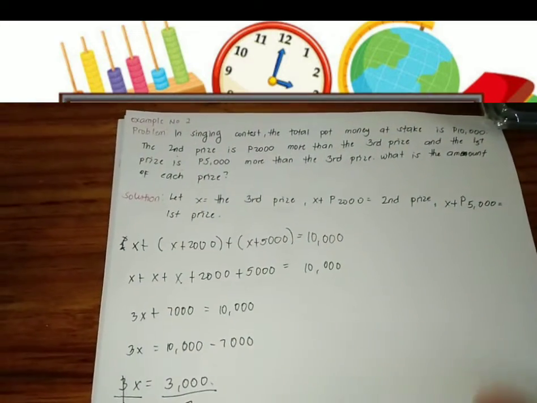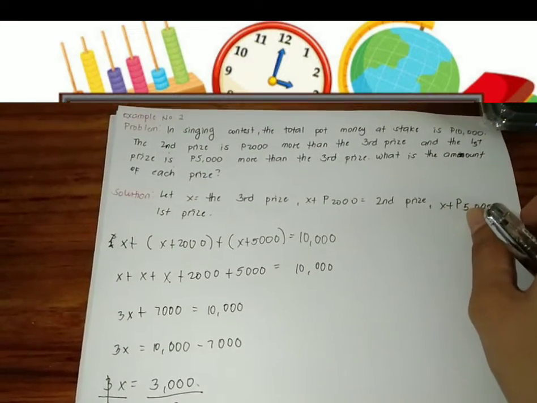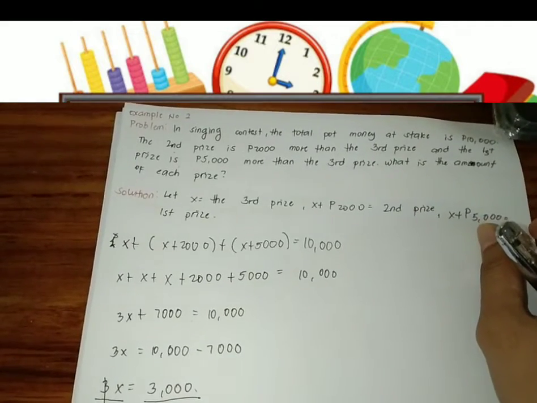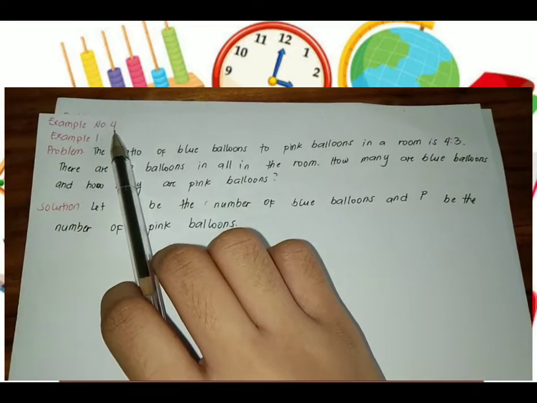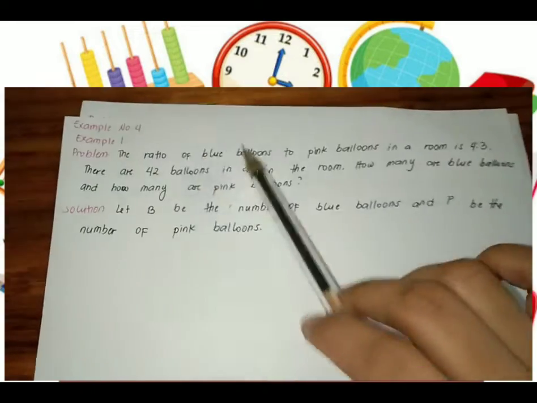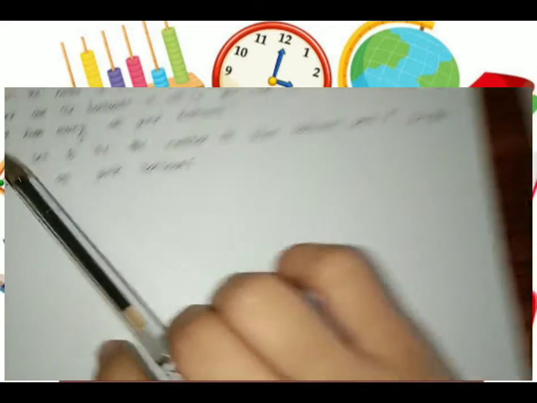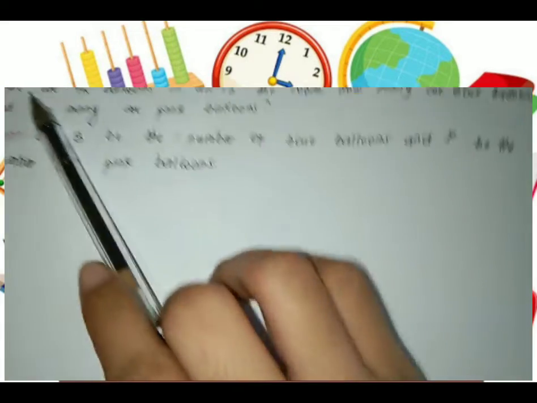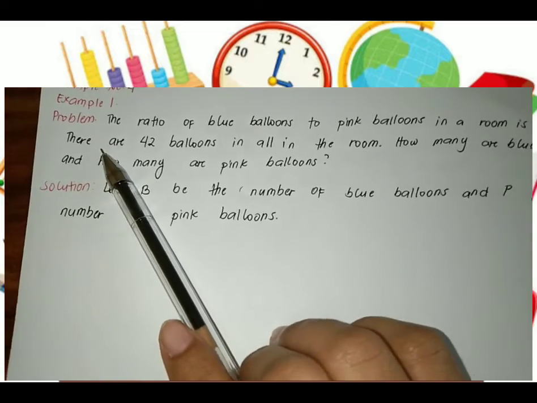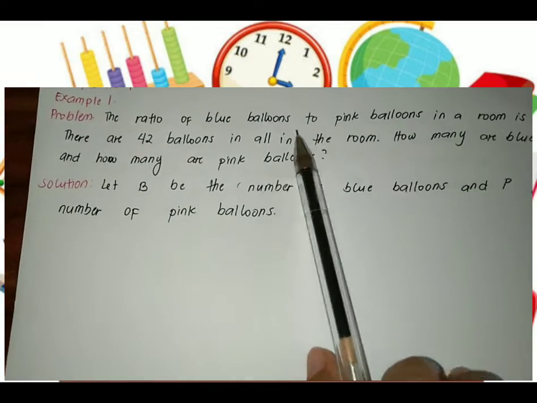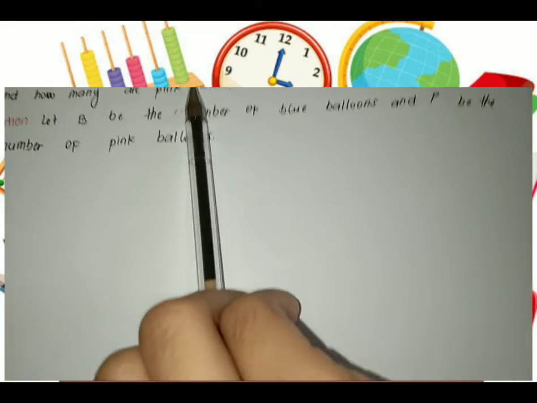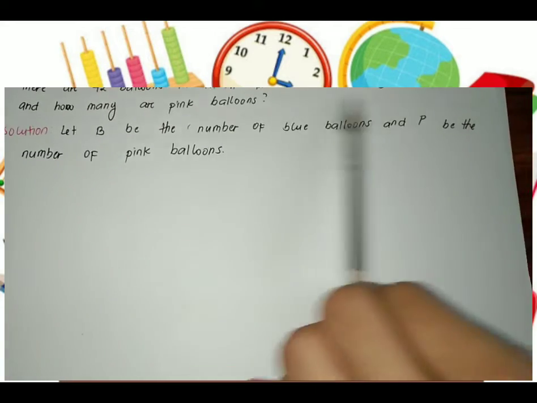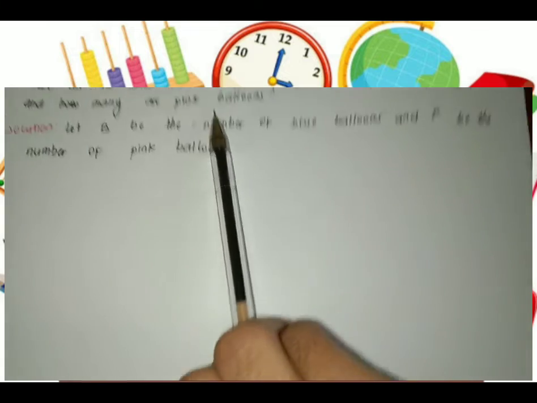Now we are going to move on to problem number 4, which has a different way of solving. This is problem number 4, example number 1 and example number 2. The problem in example number 1 of problem number 4 is: the ratio of blue balloons to pink balloons in a room is 4:3. There are 42 balloons in all in the room. How many are blue balloons and how many are pink balloons?